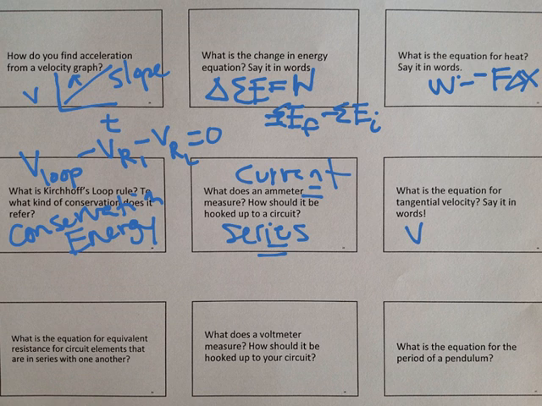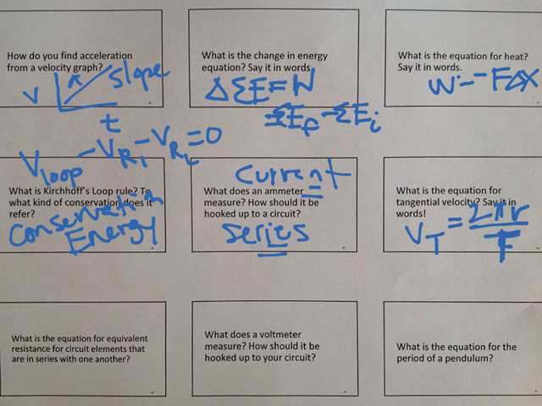Tangential velocity is going to be 2 pi r over T, so the distance over the time it takes, or the period, the time it takes for one full rotation. So basically the circumference over the time.